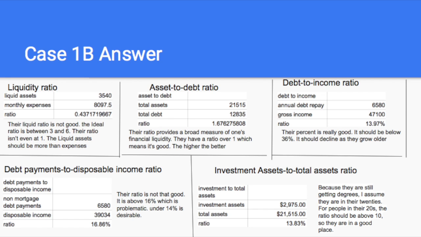Lastly, we have our investment assets to total assets ratio. This is your investment assets divided by your total assets. The investment assets is 2,975 divided by the total assets, which is 21,515. The ratio comes out to be 13.83%. Because they are still getting their degrees, we all assume that they are still in their 20s, and for people that are in their 20s, the ratio should be above 10. So they are at a solid ratio. This ratio tells you how well one is advancing toward their financial goals. As you get older, the number should increase.